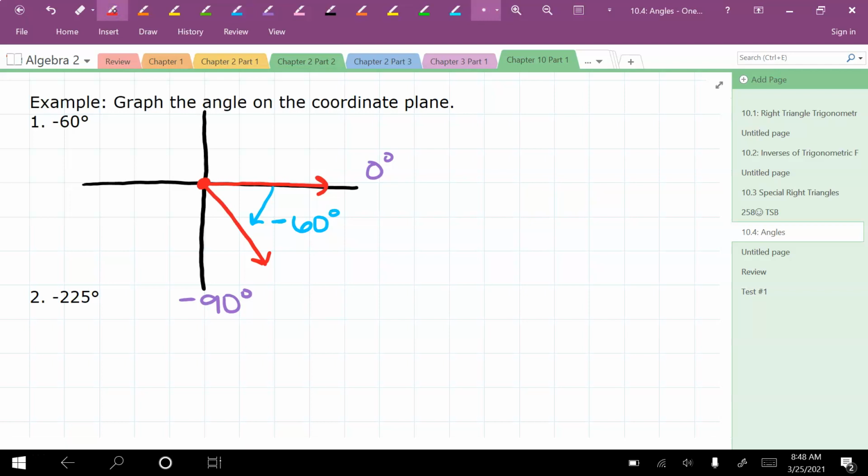So on the next page, why don't you guys try number 2? You're trying to go negative 225 degrees.